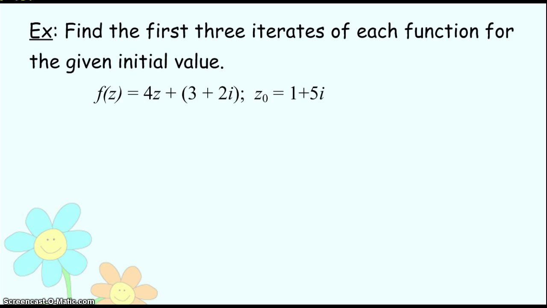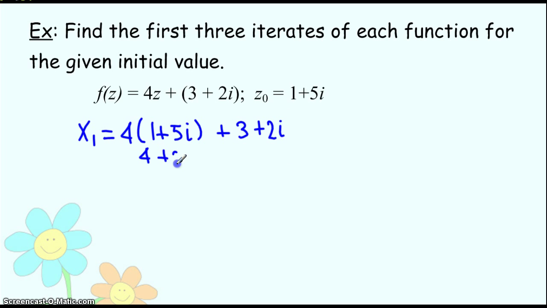We can also use iterations for complex numbers. So here's an example where our function is 4z plus the quantity 3 plus 2i, where our initial value is 1 plus 5i. Here we're adding a complex number, and our start value, our initial value, is a complex number. So the first iteration is when we're plugging in our initial value in for z. So 4 times the quantity 1 plus 5i, and then I want to add the complex number 3 plus 2i to that.